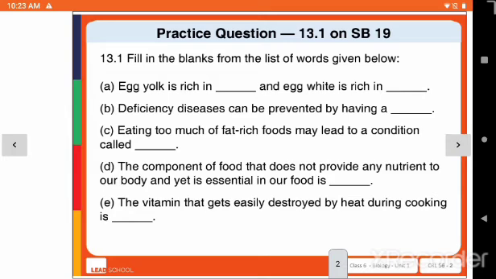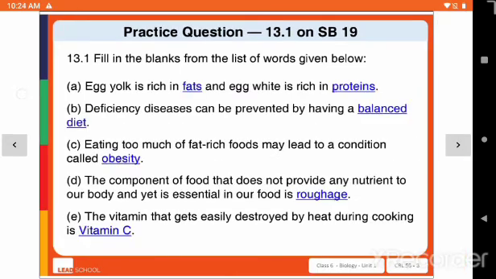Fill in the blanks from the list of words given below. So these are the fill-ups A to E. First fill-up is egg yolk is rich in fats and egg white is rich in proteins. Next, deficiency diseases can be prevented by having a balanced diet. C. Eating too much of fat-rich foods may lead to a condition called obesity.